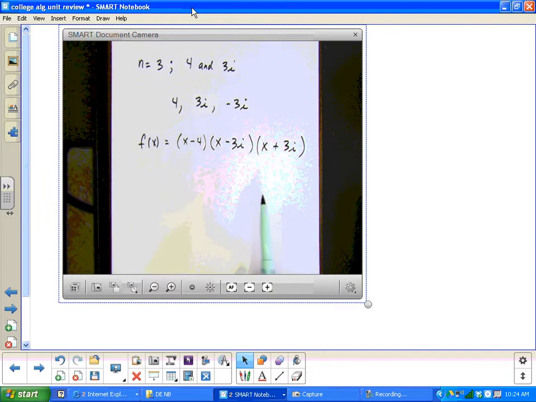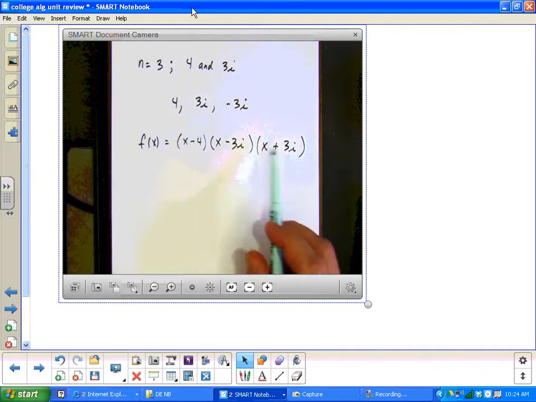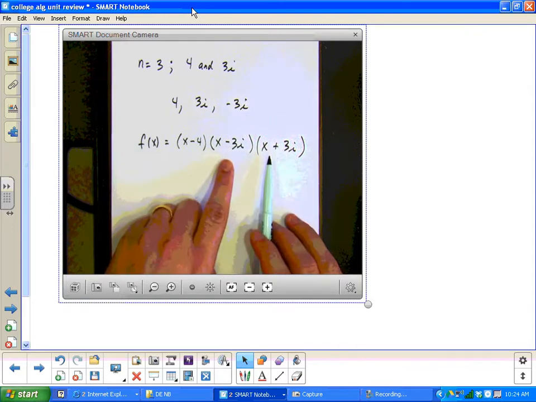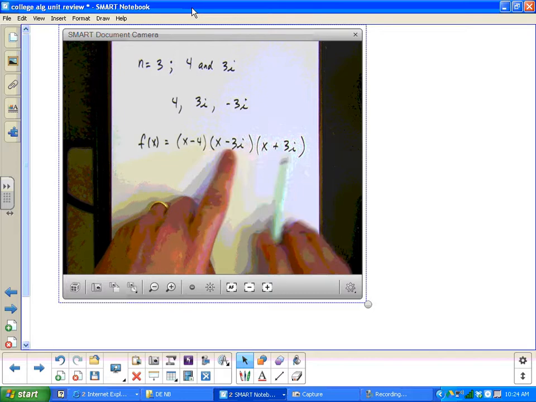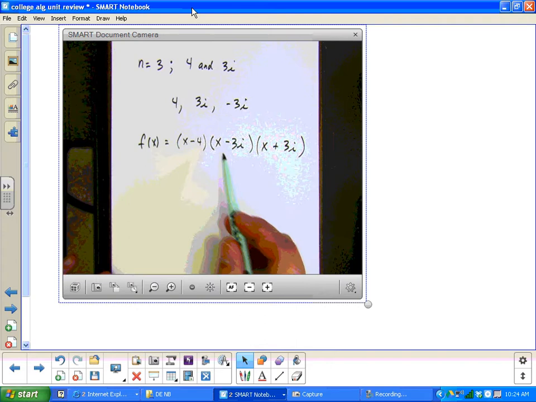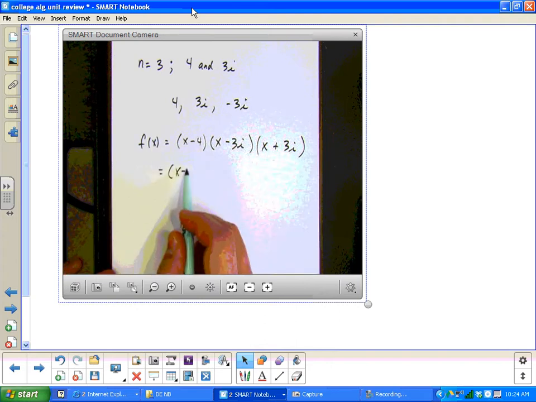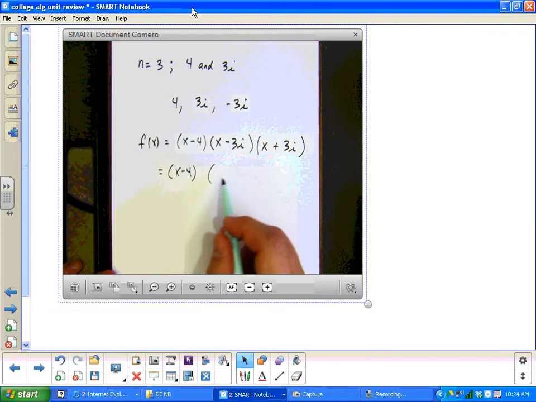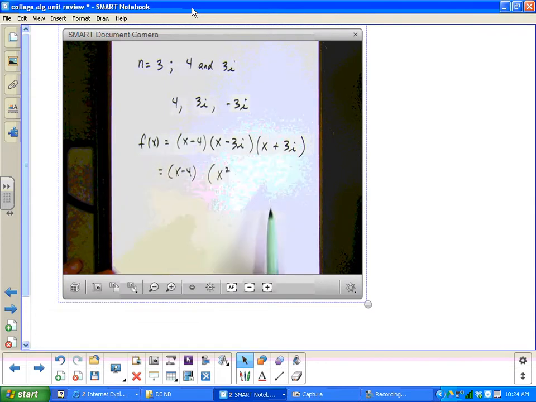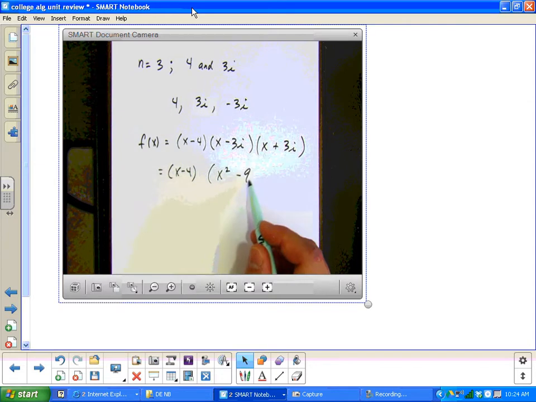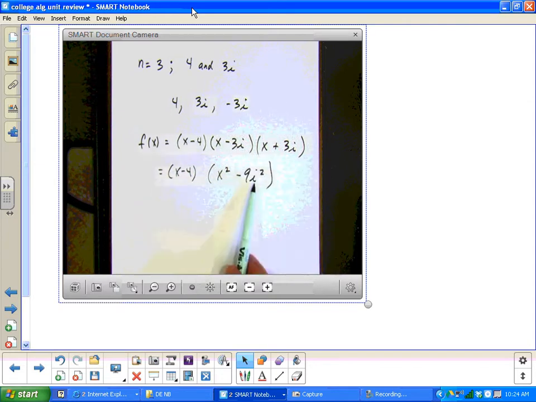Now, here's what we're going to do with this. When we multiply out, we're going to multiply these two first because they're conjugates. When I multiply conjugates, we don't have to do first, outside, inside, last. We just have to do first and last. That's why I'm going to multiply these two out first. So I'm going to bring down x minus 4. First and last here: x times x is x squared. Negative 3i times positive 3i would be negative 9i squared. Well, what did we say about that?